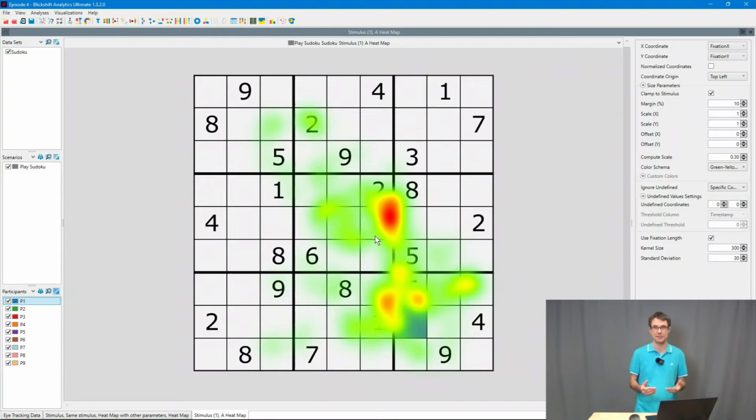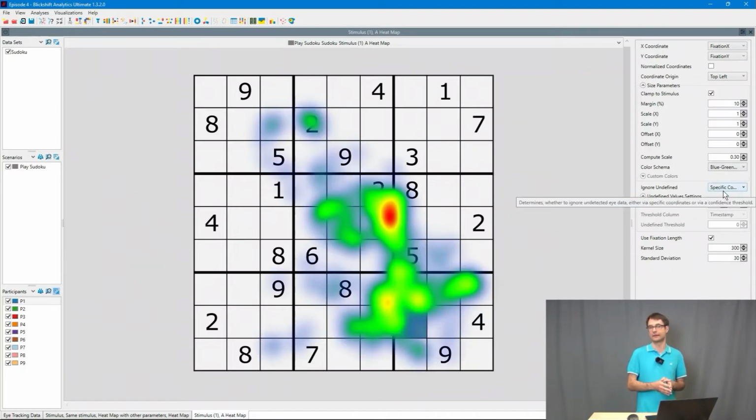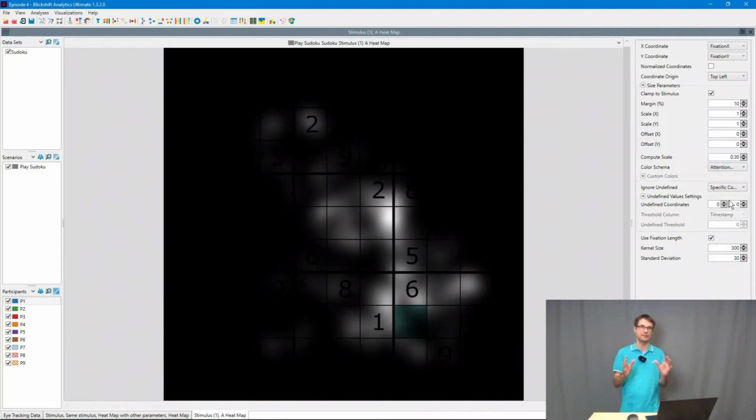There are other variations of heat maps also possible. For example, we can visualize the same data with a transparent blue-red combination. Then it looks like this. Or we can visualize it with a blue-green-yellow-red combination. Then it looks like that. There's another heat map which is called attention map. An attention map only shows the region on the stimulus where there was attention performed, and all the rest is not shown.